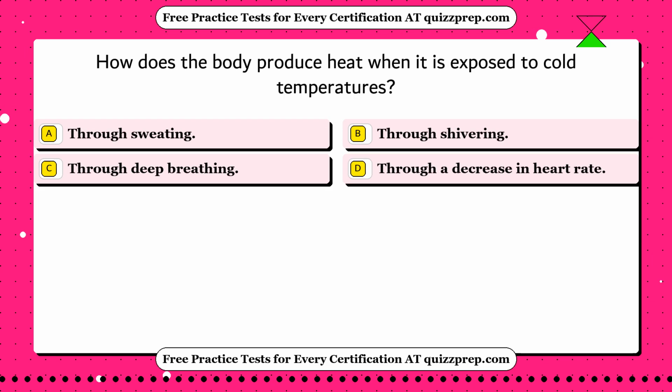Question 8. How does the body produce heat when it is exposed to cold temperatures? Option A. Through sweating. Option B. Through shivering. Option C. Through deep breathing. Option D. Through a decrease in heart rate.